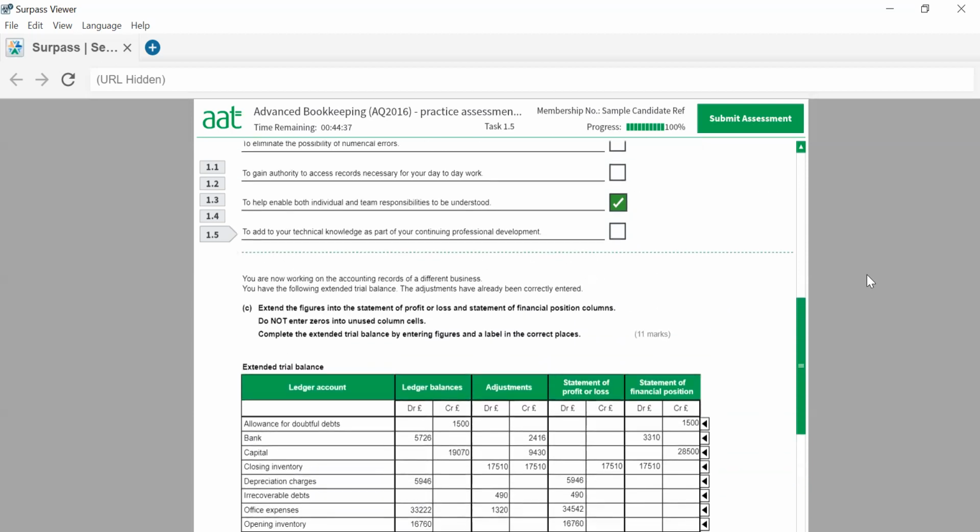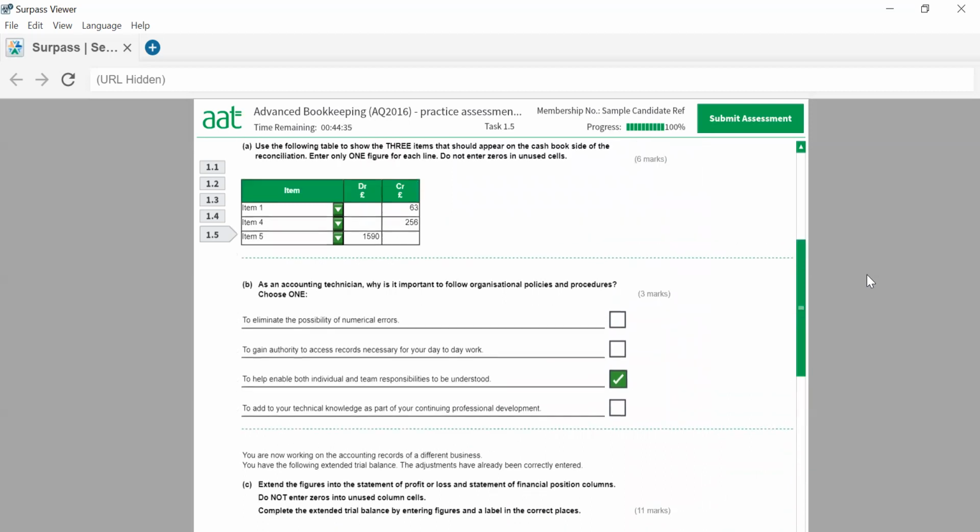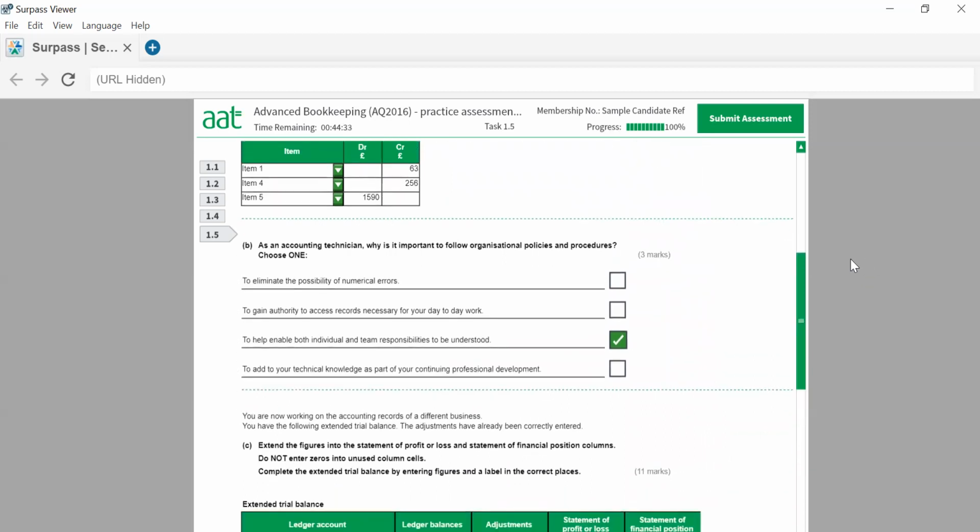My apologies for a couple of the things in the middle. I will do a separate video for you just to draw those T accounts for the accruals and prepayments, because it really is far easier to do when you can see how it works in the T accounts.